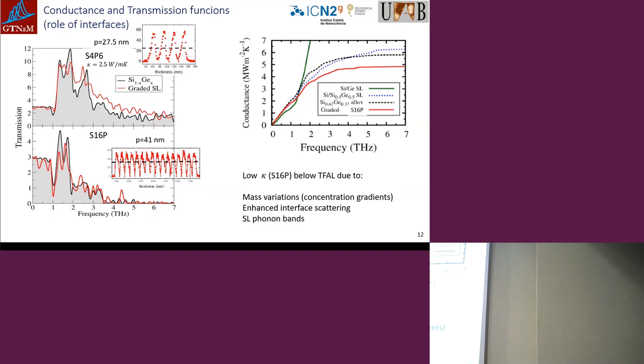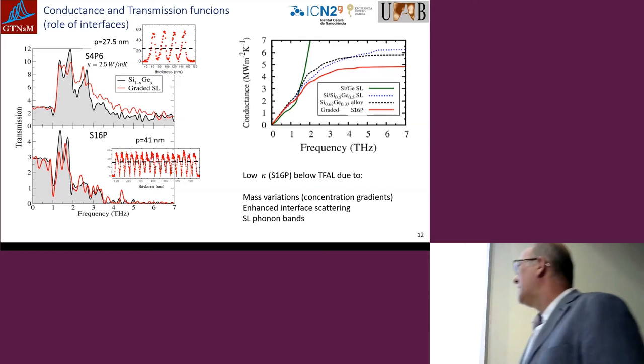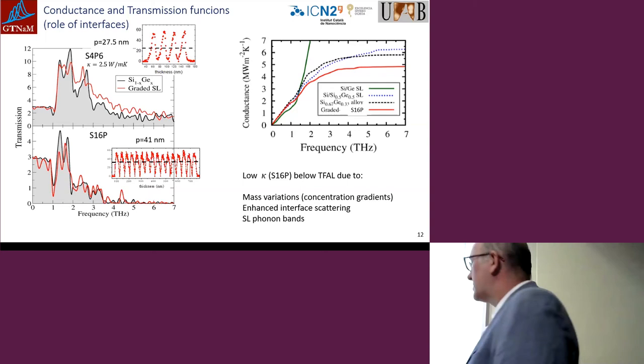We start to decrease in this region here, and we see that the maximum difference is in this region between 2 and 3 terahertz. After that, they go more or less the same. So basically this is telling us that the mass concentration gradients between silicon and germanium, the enhanced interface scattering because of this number of interfaces, and the probable formation of phonon bands are contributing to a thermal conductivity which is below the thin film alloy.